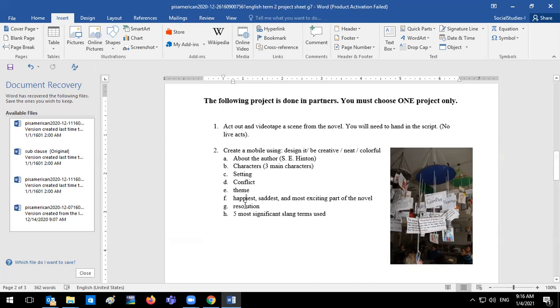Finally, you're going to discuss the resolution, and then at the last index card, you're going to put 5 slang terms that were used in the novel that are most significant to you, or the ones that really stuck to you the most, or you remember the most. So this is if you're going to do the mobile.